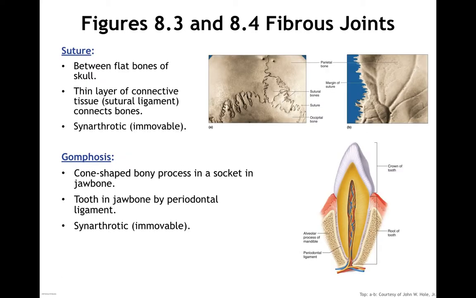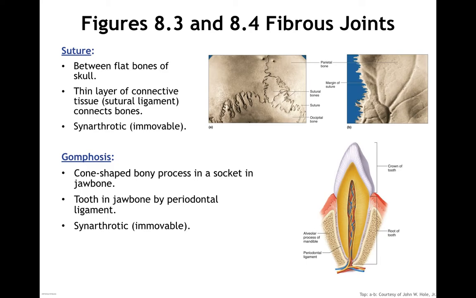Sutures are between flat bones. They're most recognizable in our skull. There's a thin layer of connective tissue called a sutural ligament that connects the bones. These are synarthrotic. They are immovable. They do not move at all.